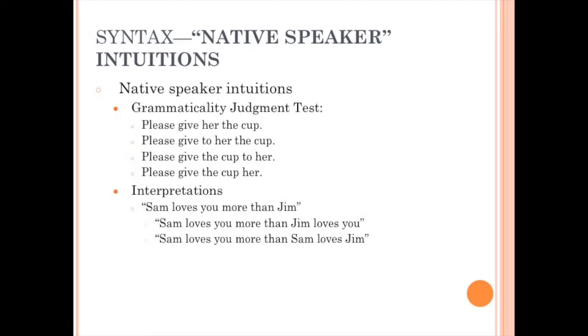Here is a grammaticality judgment test for you. Listen to these sentences, one at a time, and tell me whether you think they are grammatical, ungrammatical, or you are unsure.